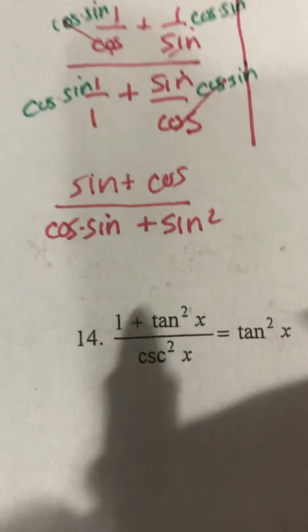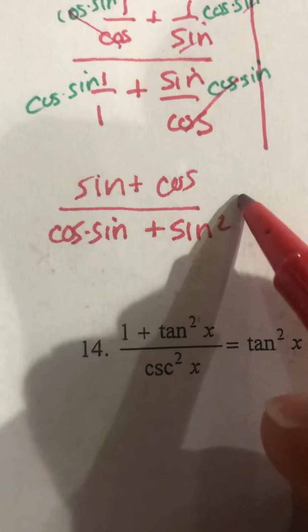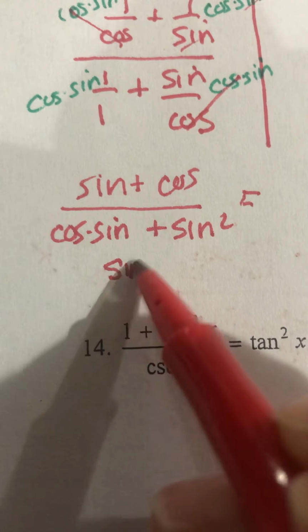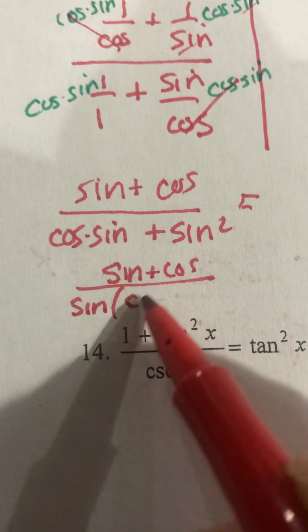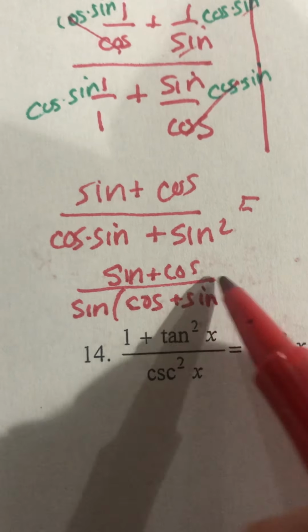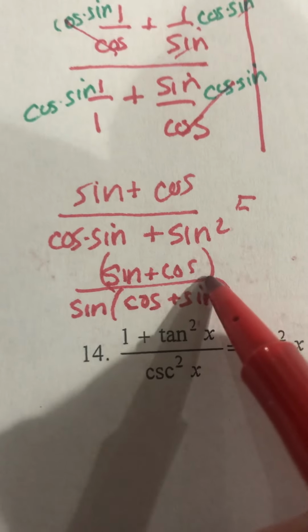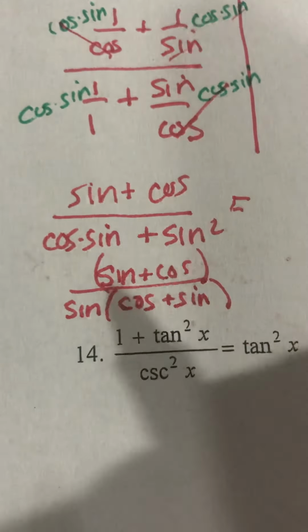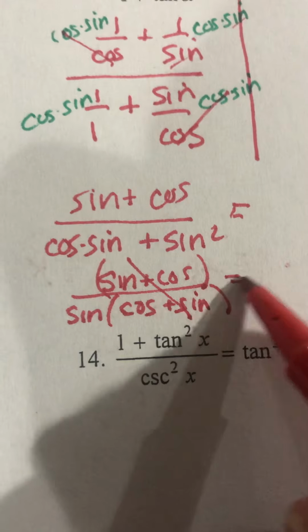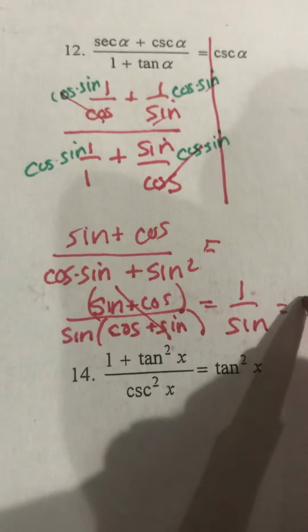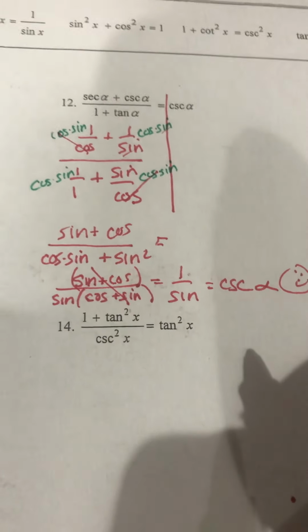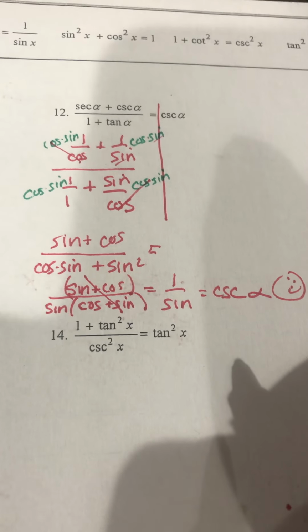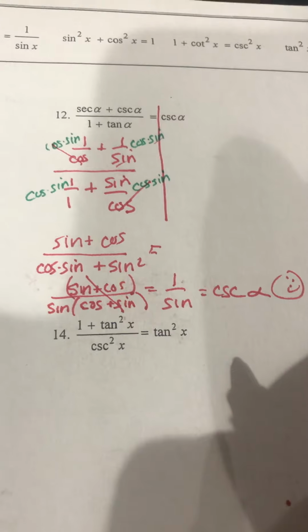Now I might get stuck there until I notice in the denominator I've got a common factor of sine. So I have sine plus cos in the numerator. If I factor out a sine, I'm going to have cos plus sine left in the denominator. And we should know that sine plus cos, cos plus sine, same thing, right? Commutative property of addition. So I have 1 over sine, so I have cosecant. A tougher one, but we got it. Complex fraction, factor out the denominator, good to go.